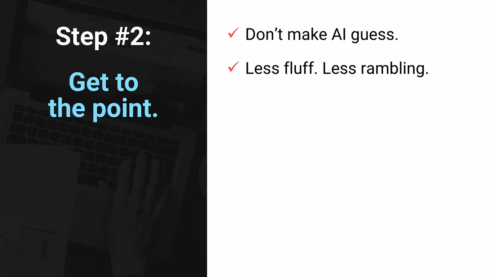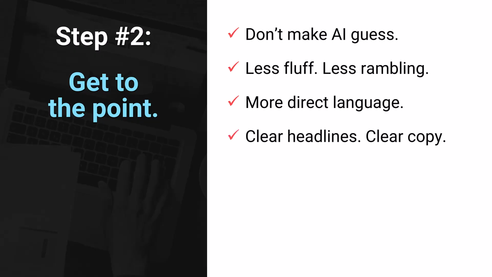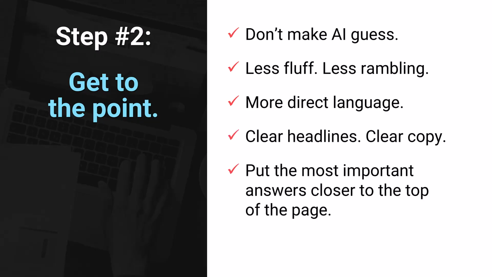That means less fluff, less rambling, more direct language, clear headlines, clear copy. And instead of hiding the answer halfway down the page, put the most important answers closer to the top where AI can find them quickly. That's really what AEO and GEO are all about. The easier it is for AI to extract the information from your page, the better chance your content has of being used in those AI summaries at the top of the search results.